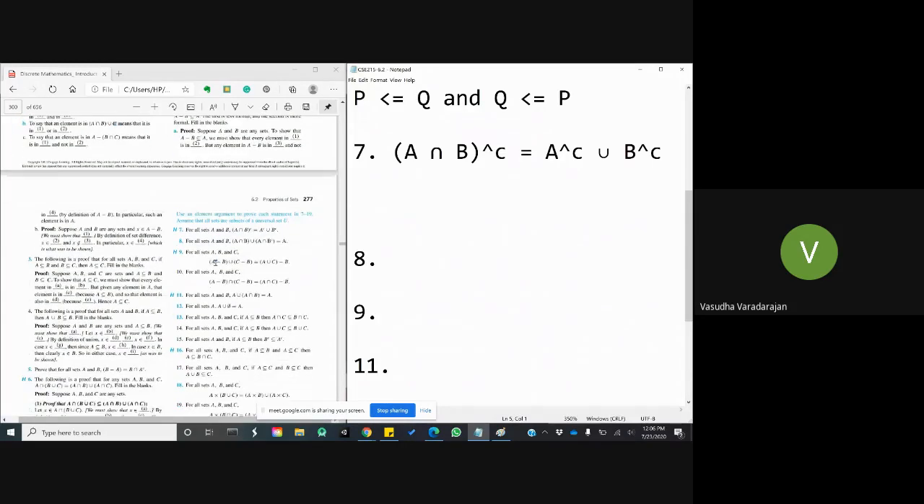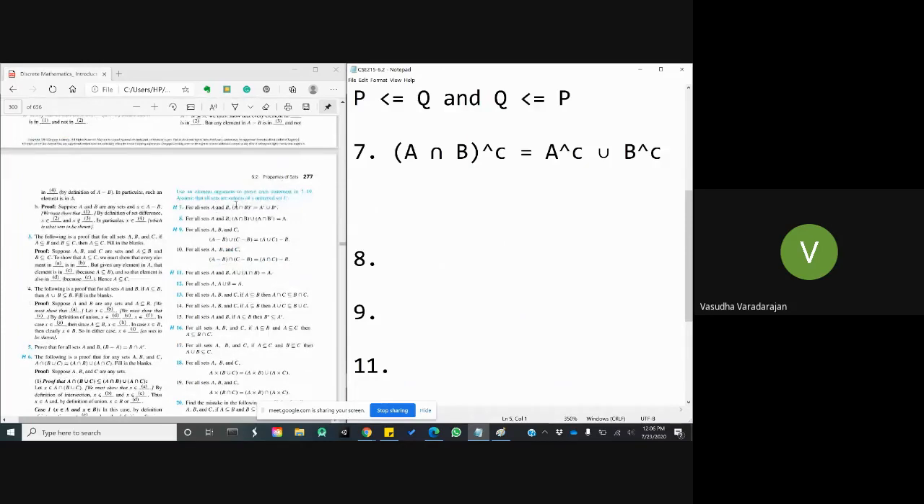Use an element argument to prove each statement in this. So for all sets A and B, A intersection B complement is equal to A complement union B complement. So for all of these problems where you have to prove using an element argument equality of two sets like this, you use the property that I've written here. So professor, should I write subset or is this fine? Subset is better. Yeah, so basically two sets are equal if the first is a subset of the second and the second is a subset of the first. That's how you prove that they're both equal to each other.